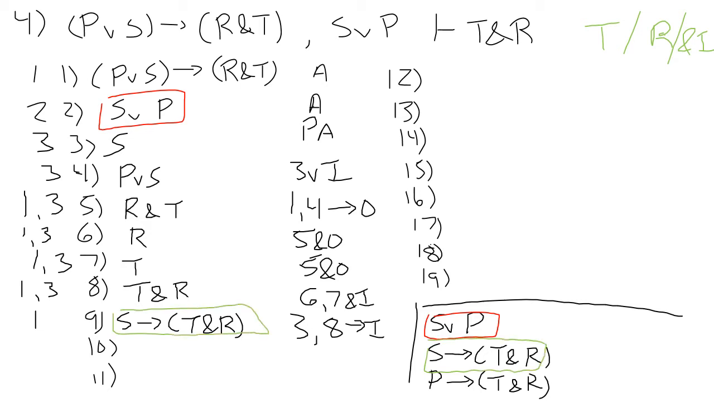Now let's look for the other conditional statement. So we'll assume P as a PA, and we'll look to prove T and R. So same as before, we'll just wedge in S.